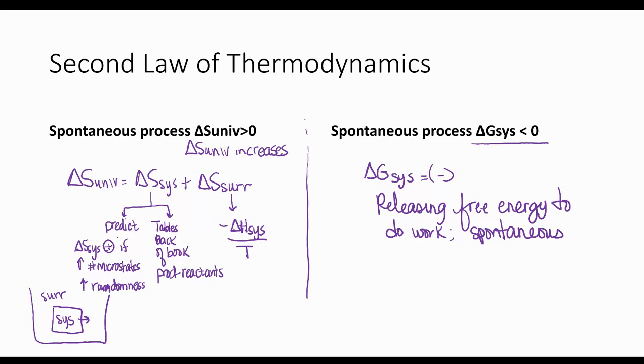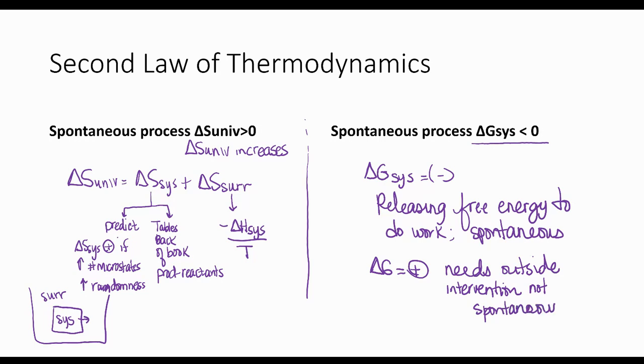And that's a spontaneous process, highly reactive, product favored. Okay. When delta G is positive, it means that it needs outside intervention to make that process happen, because it's not spontaneous. So in the case of your cell phone, at night when it dies, we have to plug it into an outside current. That would be a process that requires free energy. Okay, and we'll be talking more about batteries in the next chapter.